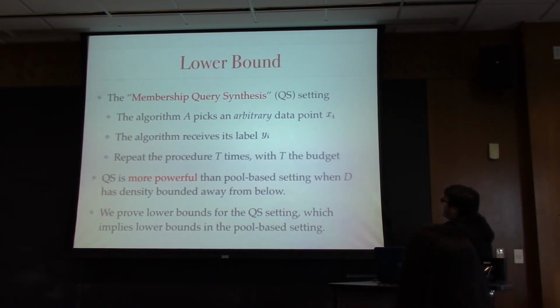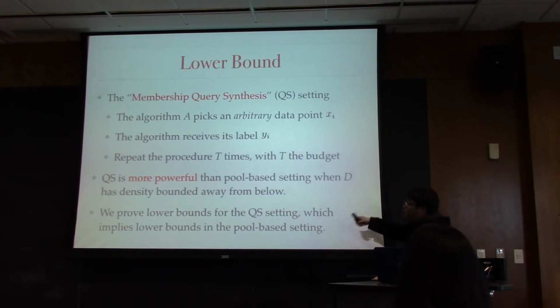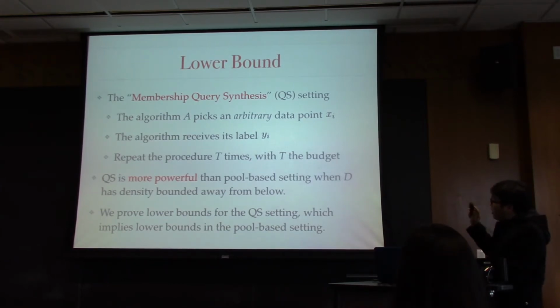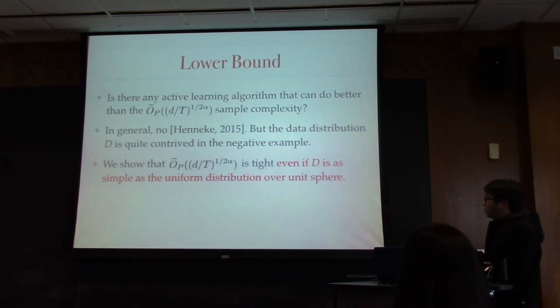So it can be shown that this query synthesis model is more powerful than the pool-based setting, which we considered before, where you have a pool of unlabeled data points, when the data distribution D has density bounded away from below. So we prove a lower bound for the query-based setting, and this lower bound would immediately imply a lower bound in the pool-based setting, particularly when the data distribution D is the simple uniform distribution.